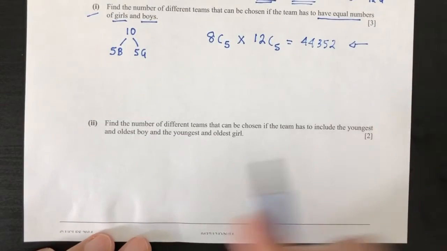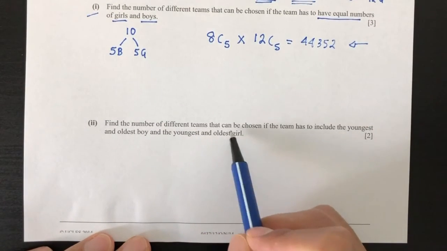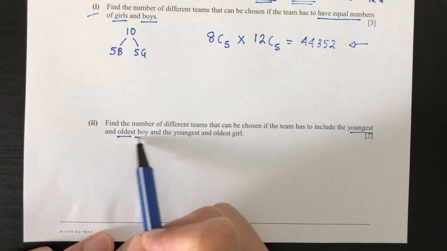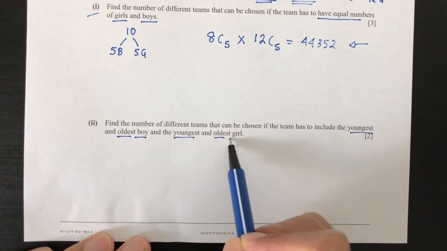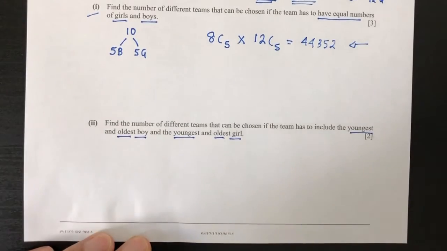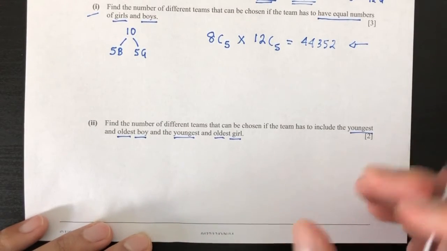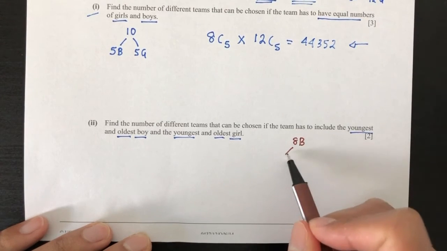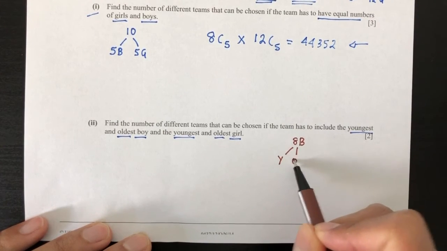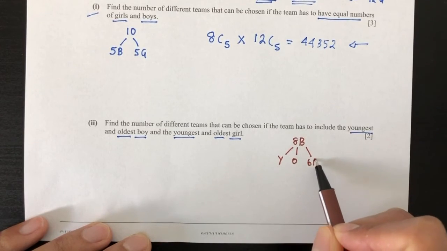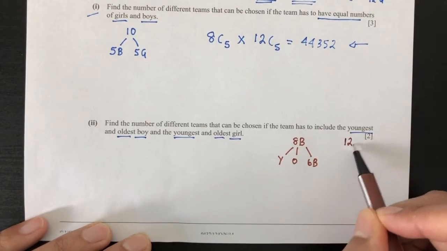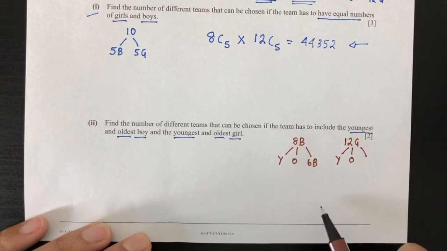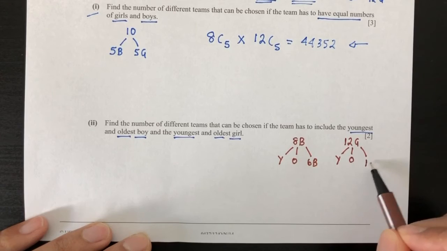Now for part 2, find the number of different teams that can be chosen if the team has to include the youngest and the oldest boy and the youngest and the oldest girl. So when you have this kind of question, we have to break your group into a few parts. So we have 8 boys, and of these boys we have the youngest, we have the oldest, and we have the remaining 6 boys. Same thing for the girls. Of the 12 girls, we have the youngest, we have the oldest, and we have the remaining, which is 10 girls.